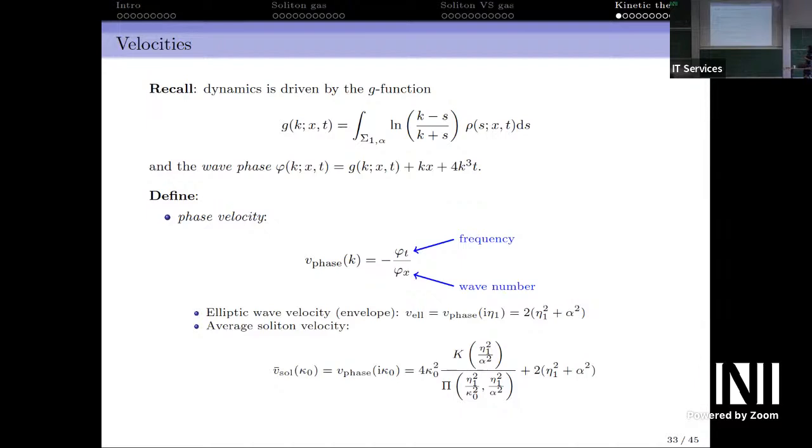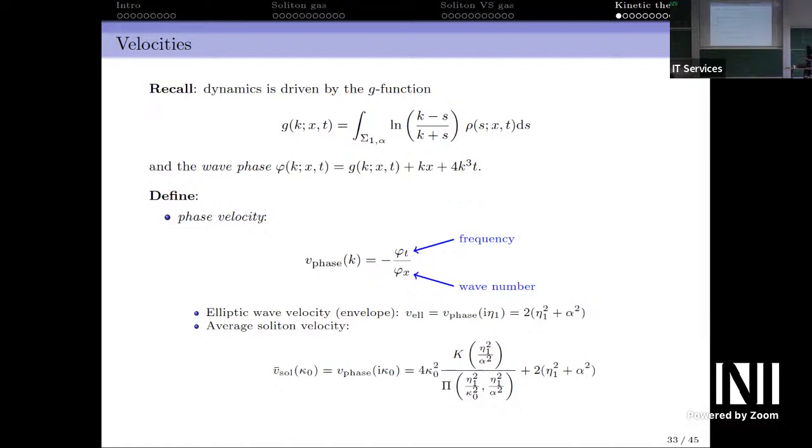You can see that alpha depends on x over t, so the velocity of the envelope depends on whether you are in the modulated region or in the elliptic region. We're going to have different values over here. Then you can calculate the average soliton velocities, which is the velocity of the phase evaluated at the poles. You have the contribution from the elliptic wave, this kappa naught squared, which is the velocity of the soliton itself, and then it's modulated because you have some elliptic function that appears here.